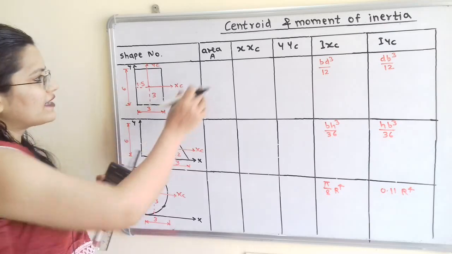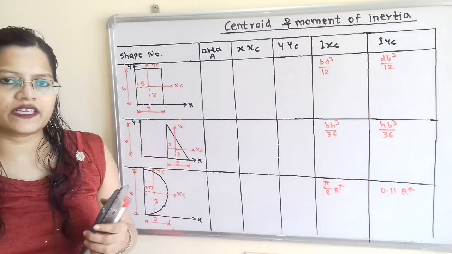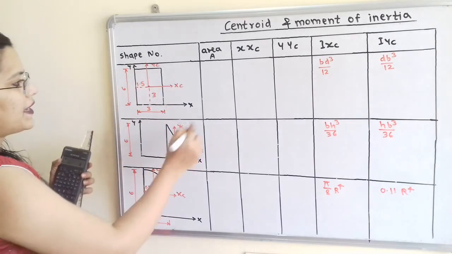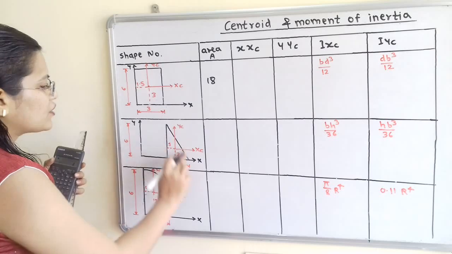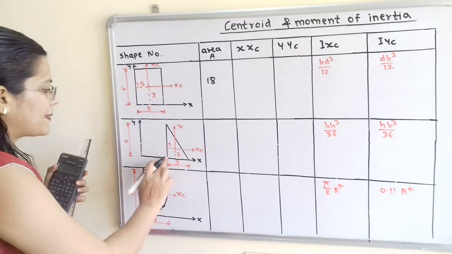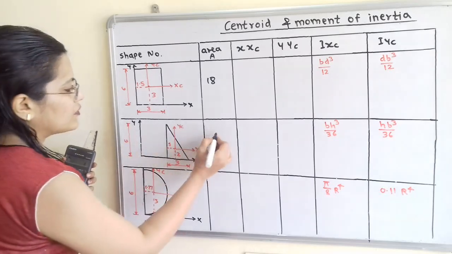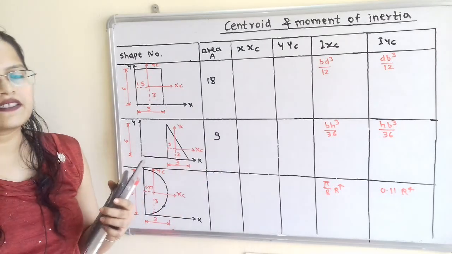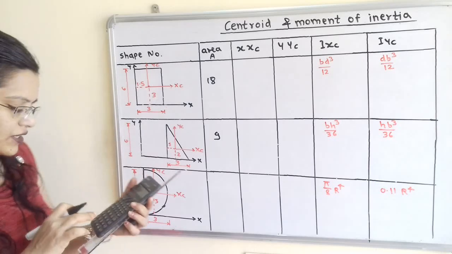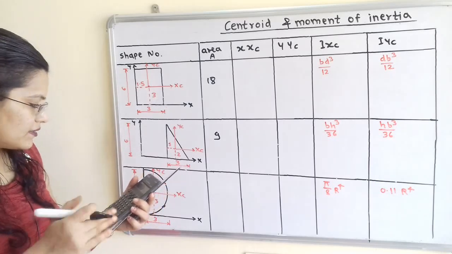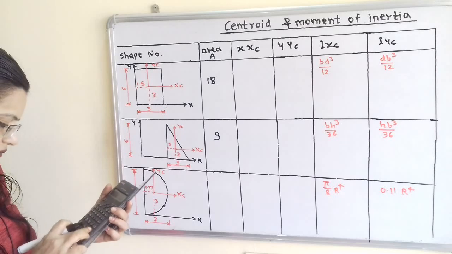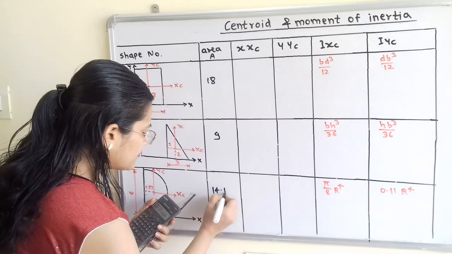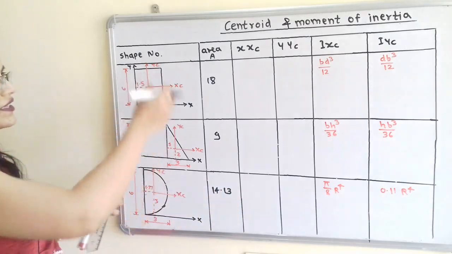Now we will move to the next column. We have to find the area. So how to find the area? Area of the rectangle, base multiplied by height, that is 18. Then the area of the triangle, half multiplied by base multiplied by height, that is equal to 9. Then the area of the semicircle. So here it is pi r square by 2, where r is 3. So pi multiplied by 9 divided by 2. So here it is 14.13. So these are the areas.